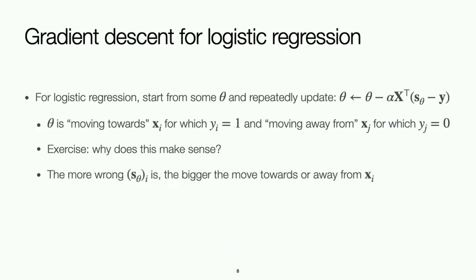Another good thing to note is that the more wrong my s theta is, the bigger move I'm going to make either away from or towards that particular xi. Because if the predicted probability is close to 0 and y for that was 1, then I'm going to have a bigger negative value than if I had predicted something close to 1 instead. So the magnitude with which I care about each of these xi's corresponds to how incorrect my model currently is about that particular data point.